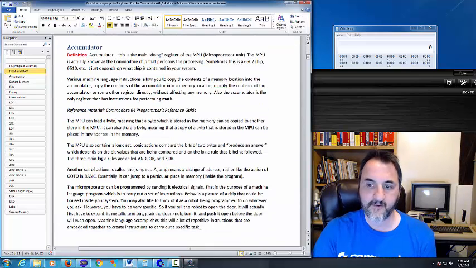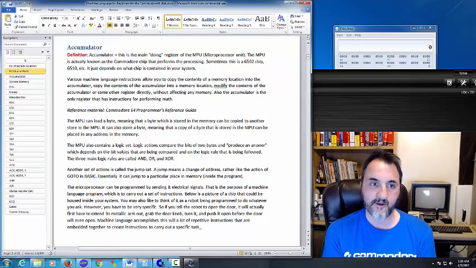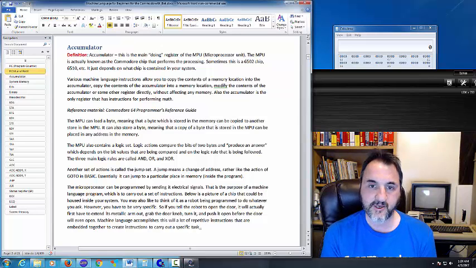Now we need to learn something about what's called the accumulator. The definition of accumulator is, this is the main doing register of the MPU, the microprocessor unit. The MPU is actually known as the Commodore chip that performs the processing. Sometimes this is a 6502 chip, 6510, etc. It just depends on what chip is contained in your system.